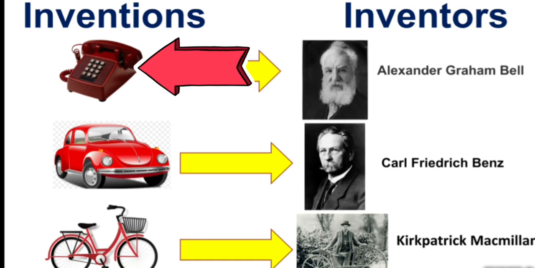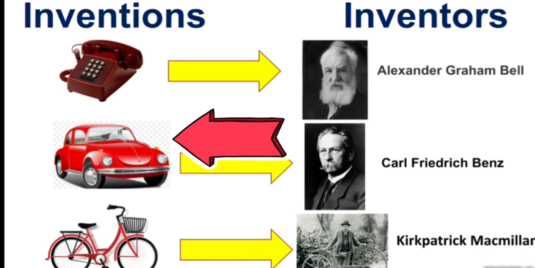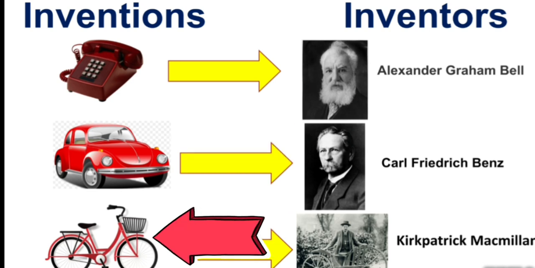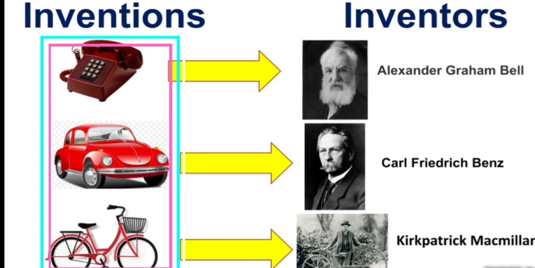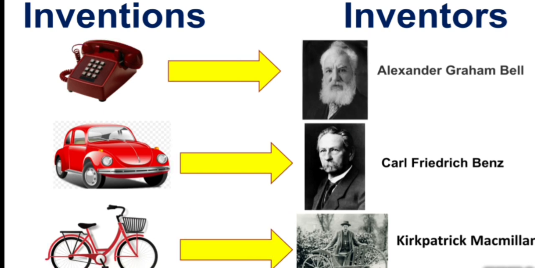What picture is it? It's a telephone. What picture is it? It's a car. And what picture is it? It's a bike. These things are called inventions.